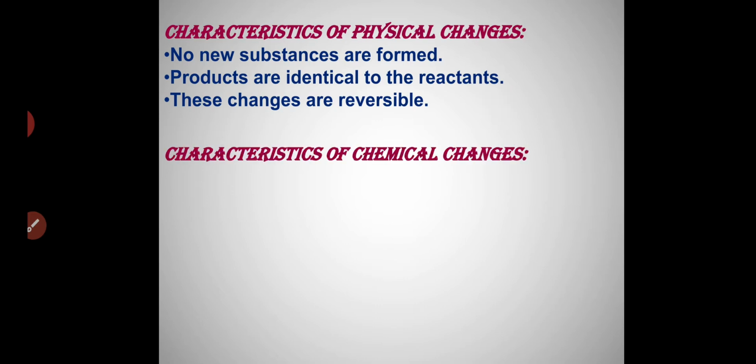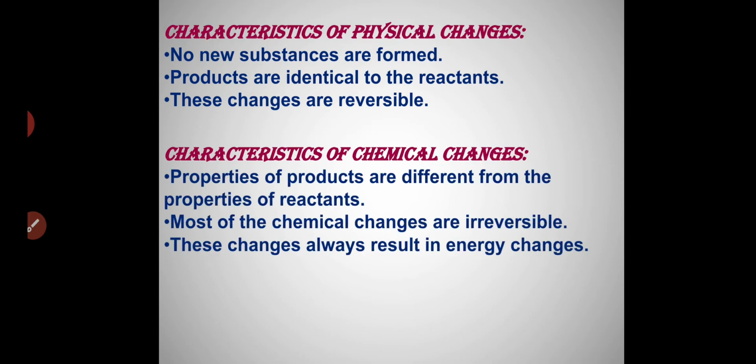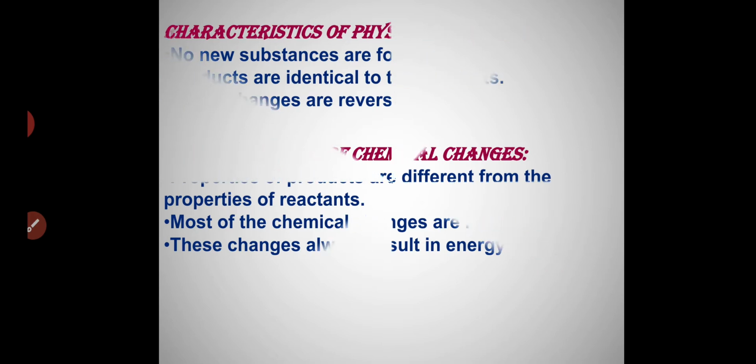Now the characteristics of chemical changes. Properties of products are different from the properties of reactants. So the properties are changed as we get the new substance, right? Most of the chemical changes are irreversible. If we burn the wood, it may convert in the form of ash, but from the ash we will not get the wood again. So this is not a reversible process, it is an irreversible process. These changes always result in energy changes. So while doing the chemical changes, there will be an energy change.